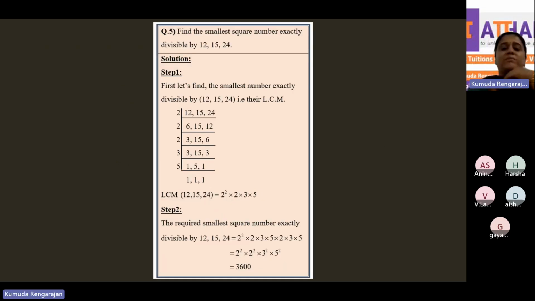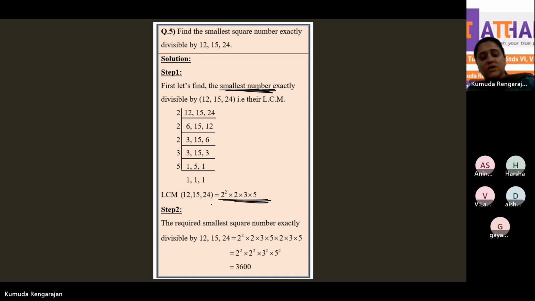So here in the same way, we need to find the LCM of the given numbers. To find the smallest square number, you should first find the LCM. The LCM is this one. See, again, you don't have to multiply and get the LCM. You can just leave it like this because the question is not to find the LCM. The question is to find the smallest square number. So this is the LCM.